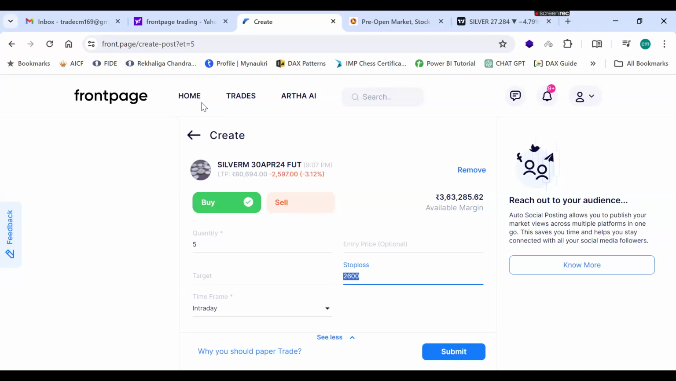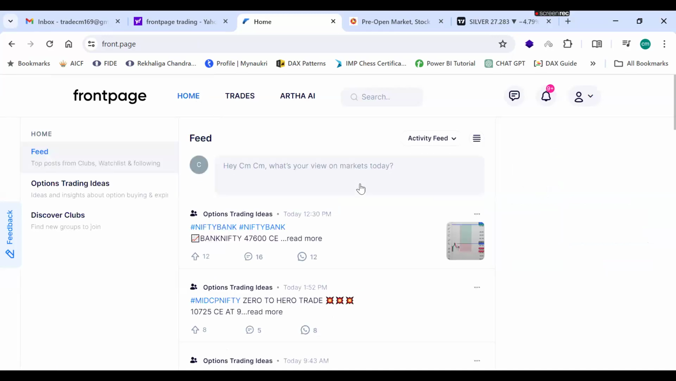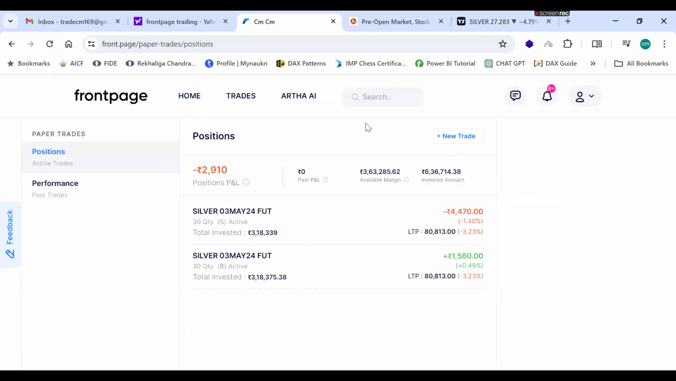Yes. If anyone wants to practice, this is the paper trade. They'll give 10 lakhs rupees to you on this website. You can do whatever you want.